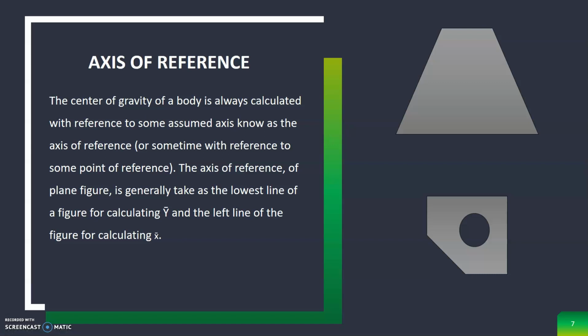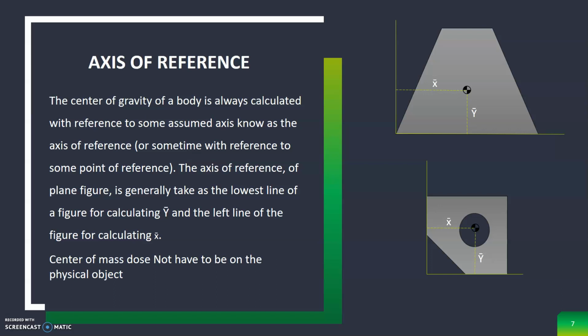Now, regarding axis references, a center of gravity of a body is always calculated with reference to some assumed axis. In other words, it's always going to assume some x, y zero points. So where's 0, 0? If it's a plane figure, you usually want to start in the lower left-hand corner. That makes sense. That's what we always use in math, the first quadrant of a graph, but it doesn't have to be. Then we always calculate what is my x over and then my y up.